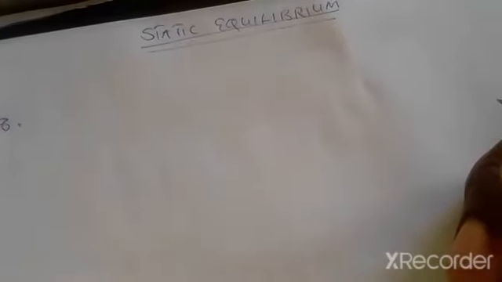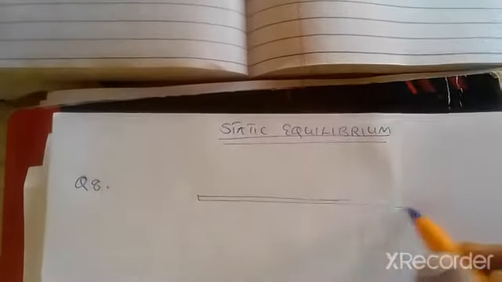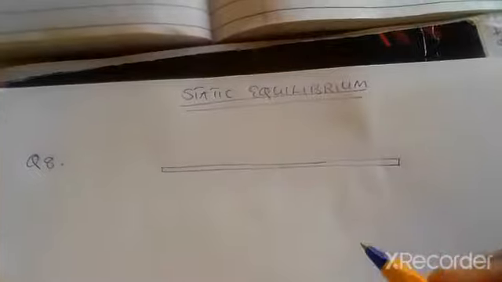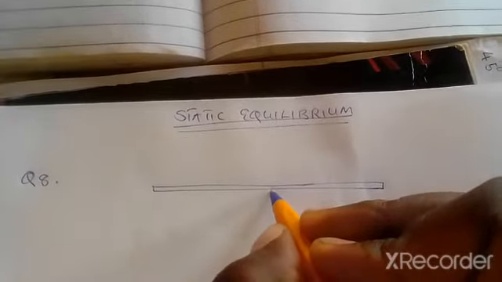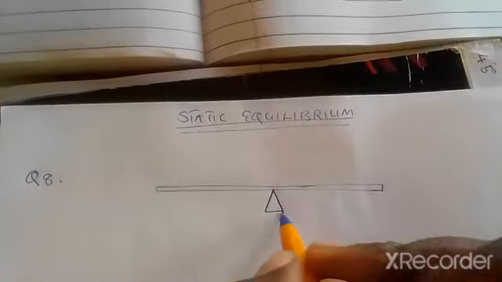So three children are trying to balance on a seesaw, which includes a fulcrum rock acting as a pivot. Okay, so this is what we have. It's a seesaw, and we have a rock, which is acting as the fulcrum or the pivot.